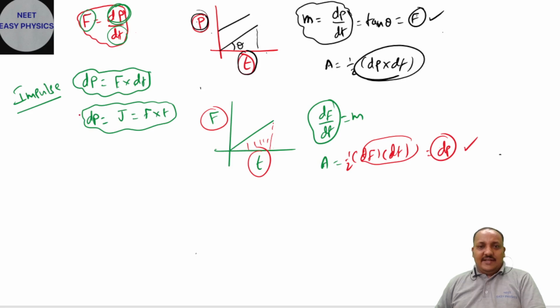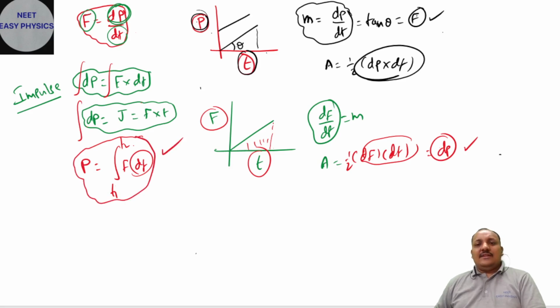Next, if you integrate this, integral of f dt, you will get momentum. The change in momentum is equal to integral f dt. Time is changing from some value to some value, they will put. So at that time we have to use this equation.